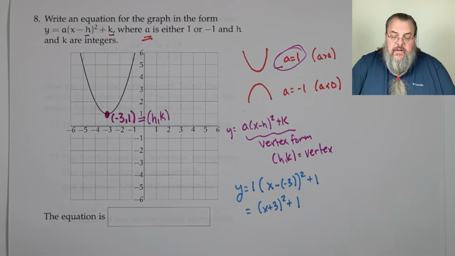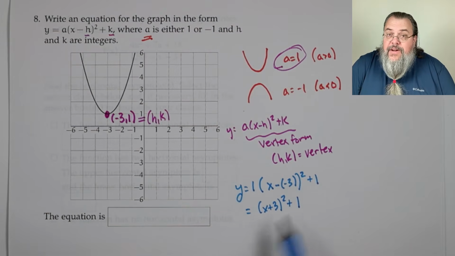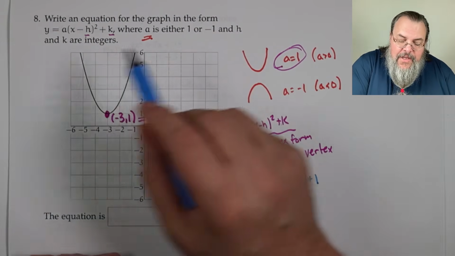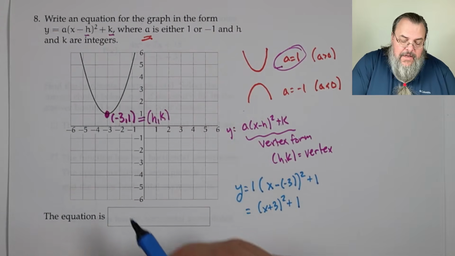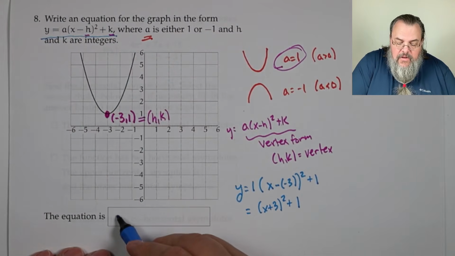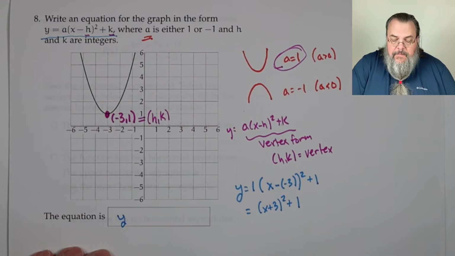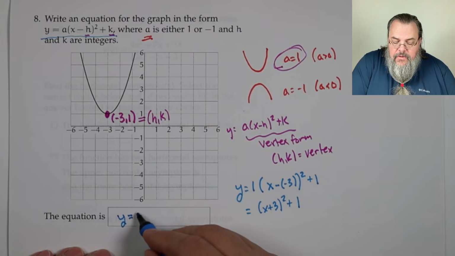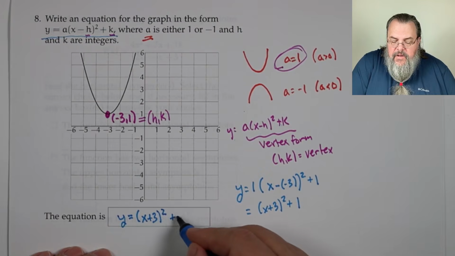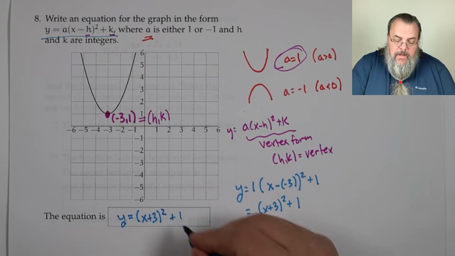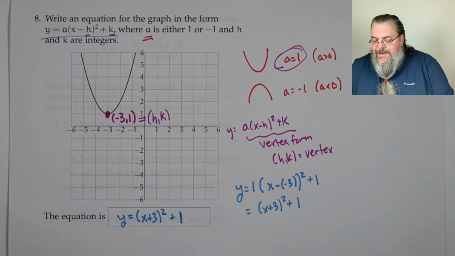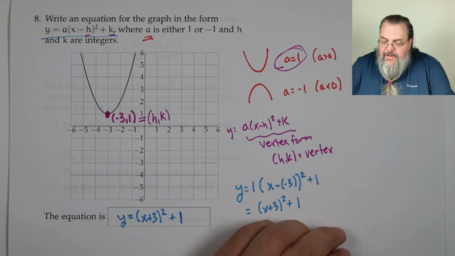And we're not going to expand it, okay? Why? Because it says write an equation in this form. And our equation needs to be the whole thing. So the equation is, this is a time when we do include the y. Y is equal to (x plus 3) squared plus 1. And that's it. We did it. Woohoo!